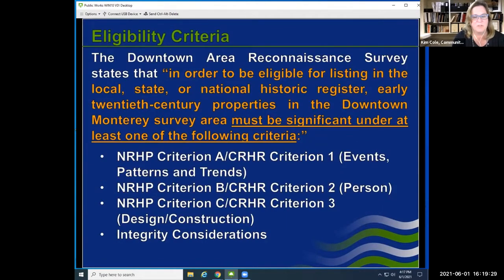I'm going to take a moment just to briefly talk about eligibility. Under the California and National Registers, there are basically 3 key criteria for designation. One is that the building has some link to important events, patterns, and trends of construction, that there's some person associated with the site who is important, or that it's important because of its design and construction. No matter which criteria it's eligible under, the building also needs to exhibit integrity, meaning that it hasn't changed so radically that it no longer qualifies for listing.